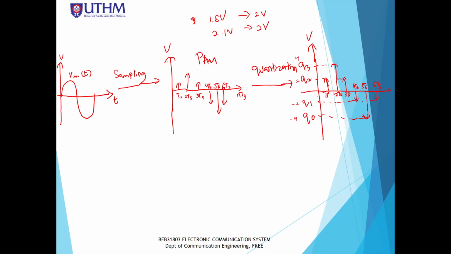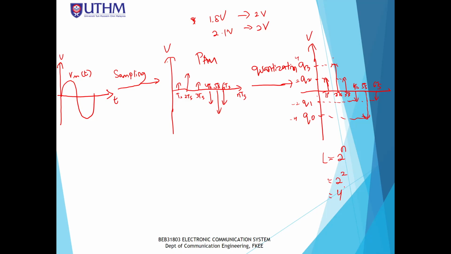Okay, how many quantized levels do I need? There's another question. The number of quantized levels is equal to 2 power of n. N is the number of bits used in the system. In my example, I have 4 levels. That means I use 2 power of 2. In my example, I use 4 levels. That means I'm using 2 bits.